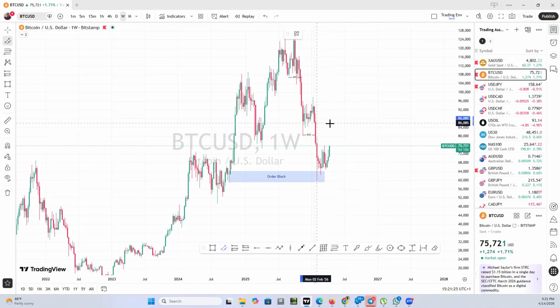Which is this FVG here from a weekly time frame. So now we know market direction, right? Where is market direction? It is up. So this journey from here to here is the entire uptrend for BTC. So how are we going to catch this uptrend?